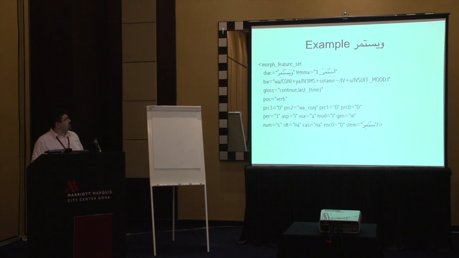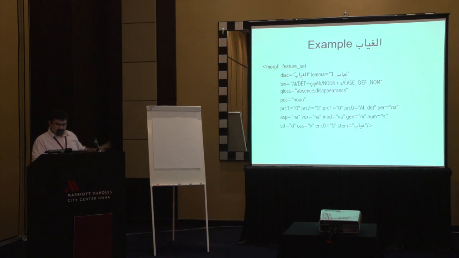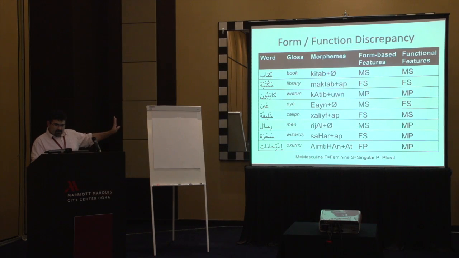And if you use a system like the system that we use, MADAMIRA, which uses the standard Arabic morphological analyzer, you get a feature set that looks like this. Here's the diacritization, the lemma, the Buckwalter tag, the English gloss that goes with it, and the different feature-value pairs that describe all the different features that allow you to generate the word exactly.